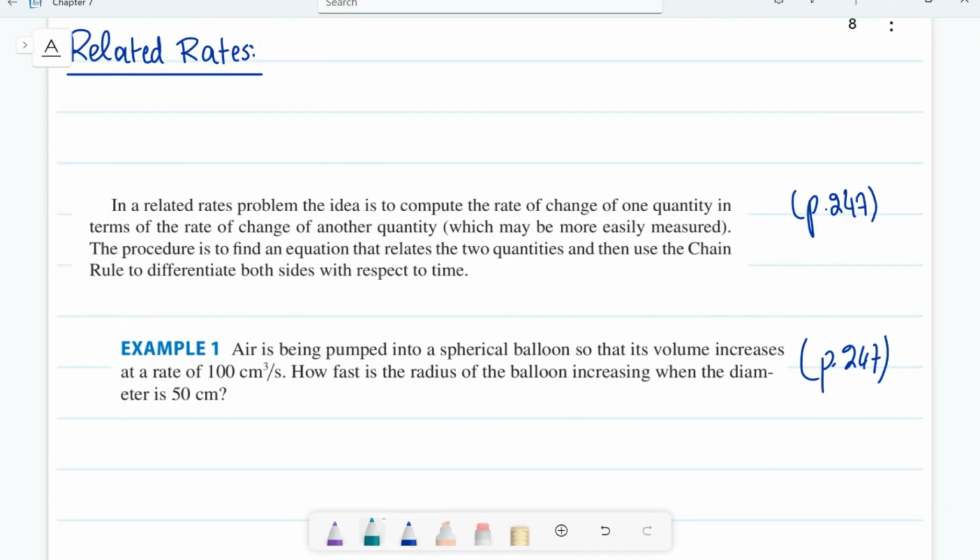Hello, everyone. Today we will learn about related rates. This is the name we give for the type of problems which, as the name suggests, have related rates. What this means is the rates of change of two quantities are related.